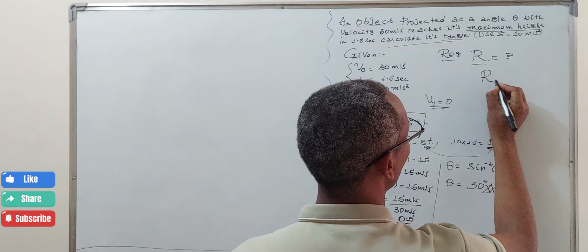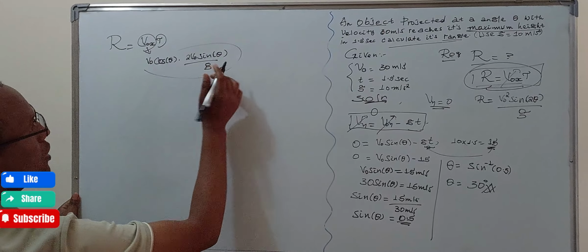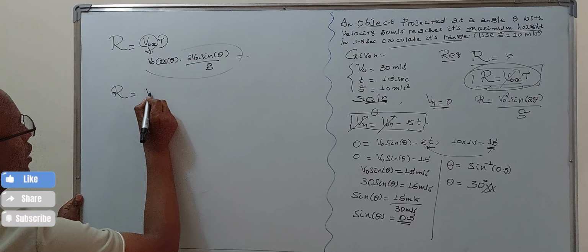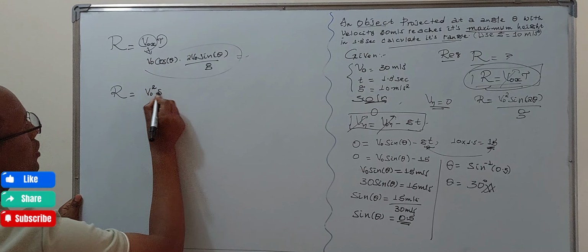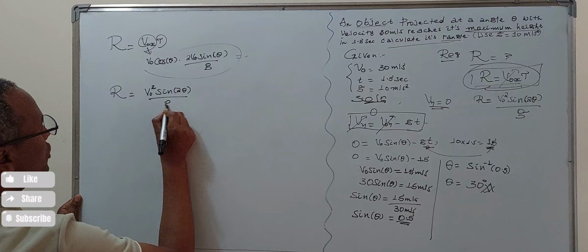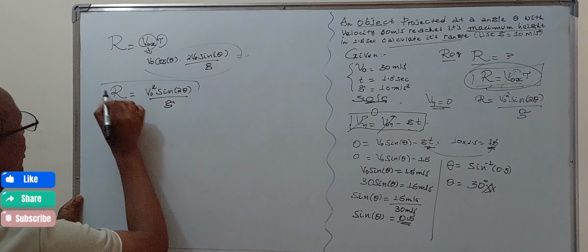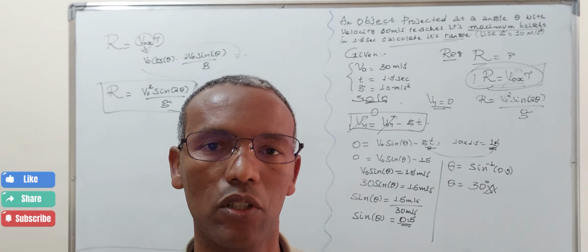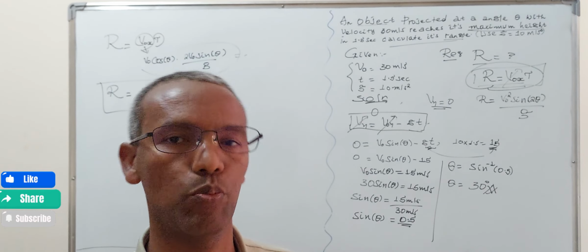When you simplify this expression, you will get range is equal to V naught squared sine of open bracket 2 theta over g, acceleration due to gravity. This is the equation that will help you calculate the horizontal component, the horizontal range or horizontal displacement, of any projectile motion. Now we have all the parameters.